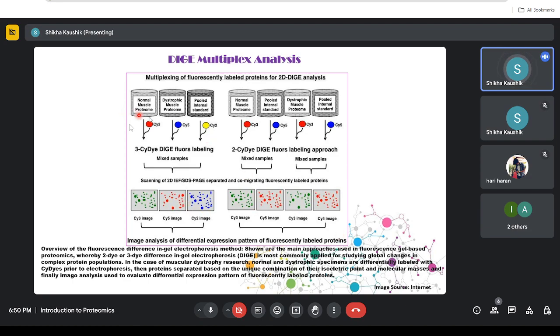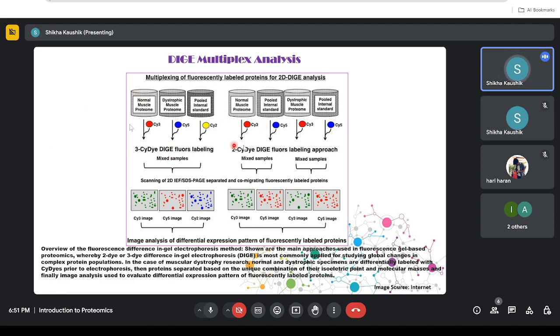So for example, you have 3 different dyes for labeling. So this is one of the examples here. They have taken how you do the fluorescence difference in gel electrophoresis. So they have used an approach where they are using 2 dyes or 3 dyes. In this case they are doing 2 dye DIGE, and here they are using 3 dyes.